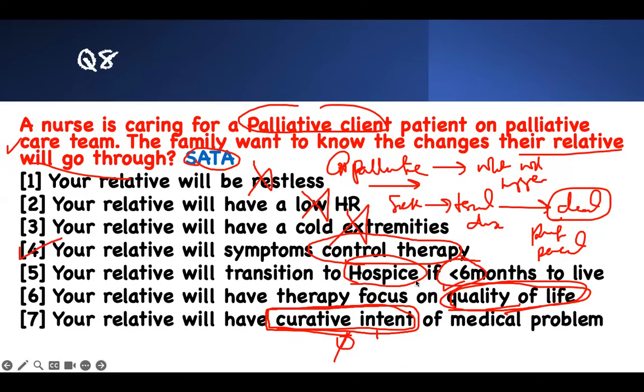You will transition to hospice if it's less than 6 months to live, yes. You have therapy focused on quality of life, yes. You have curative intent of the medical problem, no. Your problem is not going to be curative. We are not curing you, unfortunately. So what you tell them, if the nurse wants to know the changes their relative will go through, select or apply 4, 5, and 6. This is what they will go through. Okay, that's palliative care for you.